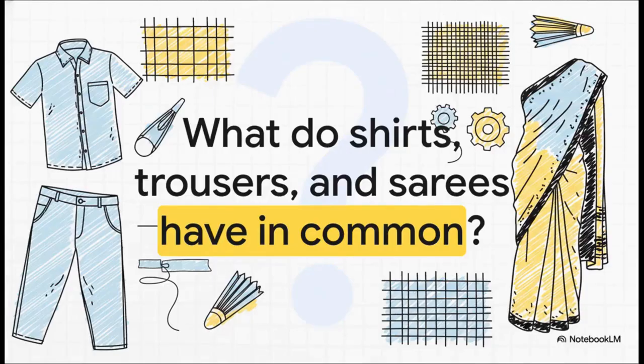Just think about it for a second. You've got a crisp shirt for work, your favorite pair of sturdy trousers, and a gorgeous, flowing sari. On the surface, they seem completely different, right? But if you could zoom in, way down, you'd see they're all built on the very same brilliant principle.